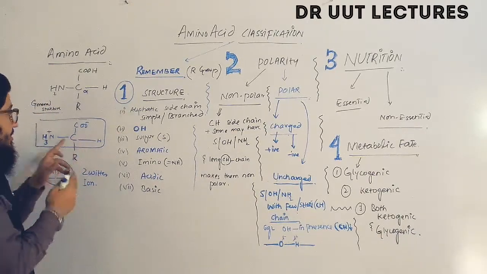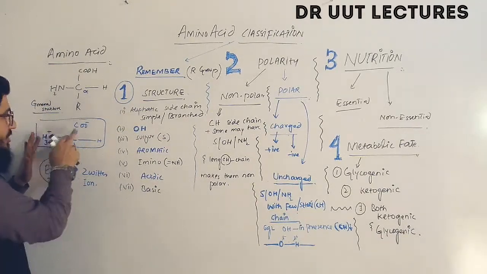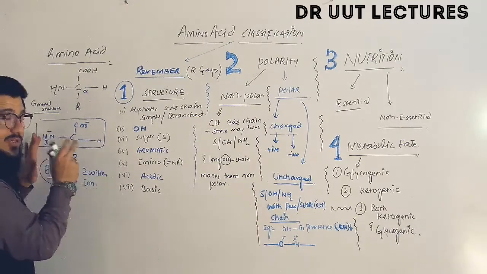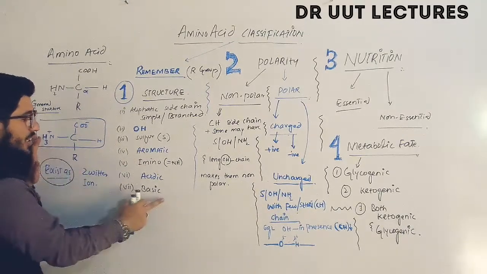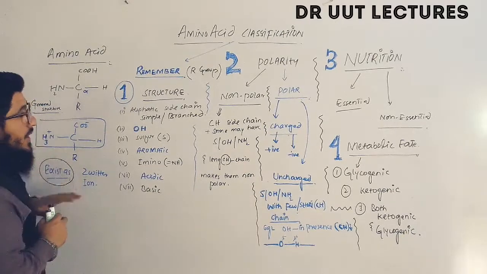Means that if there is NH3 more than the COO negative in a particular structure of amino acid, then you must say that that structure is actually the basic amino acid structure.